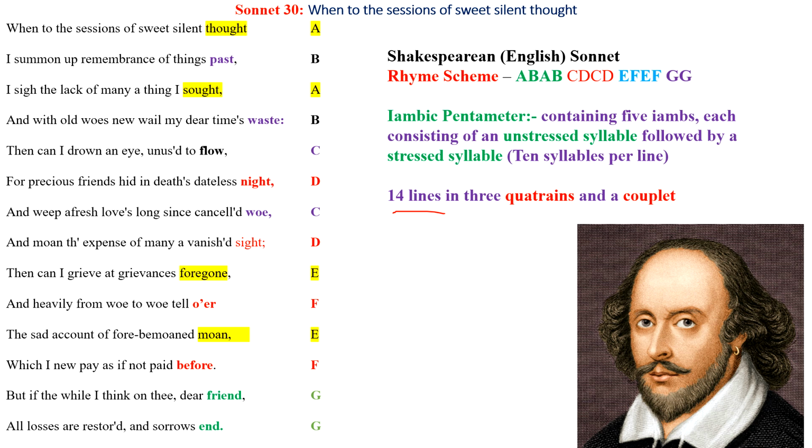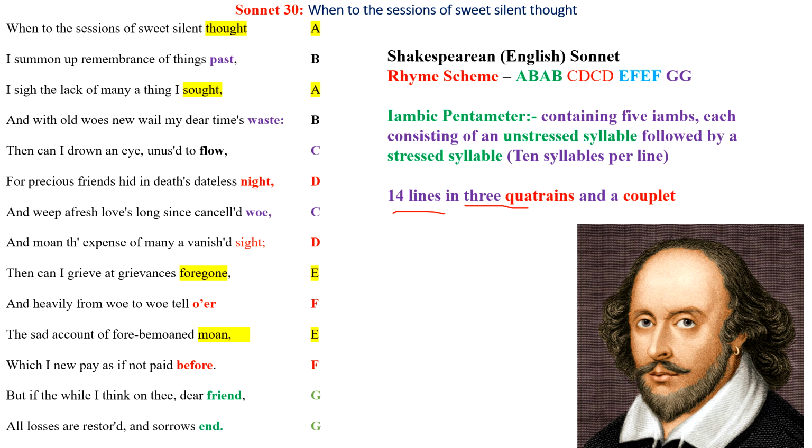So this 14-line poem is divided into three quatrains and a couplet. So total 14 lines. A couplet is a 2-line stanza. A quatrain is a 4-line stanza. So three quatrains plus a couplet, total 14 lines. This is a sonnet.